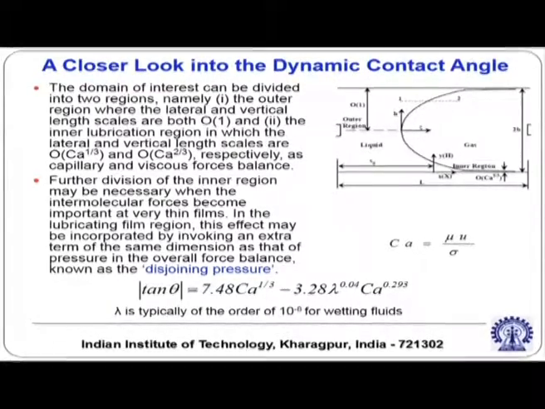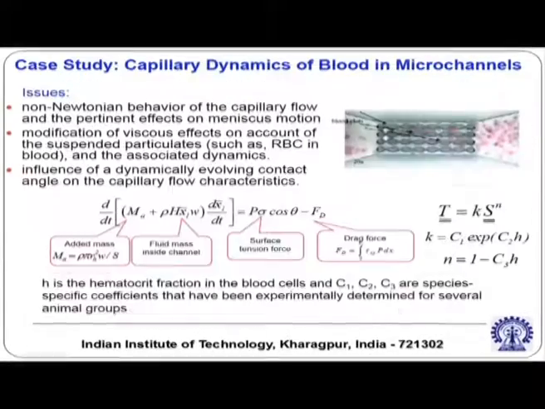So, taking all these things into account, it may be possible that for wetting fluids, there is a relationship between tan theta versus capillary number and lambda, where lambda is a surface roughness length scale. This is a relationship that has been obtained in the literature. The whole purpose of showing this relationship is that notionally it also follows the simple scaling of Tanner's law, like the capillary number to the power 1/3 behavior.